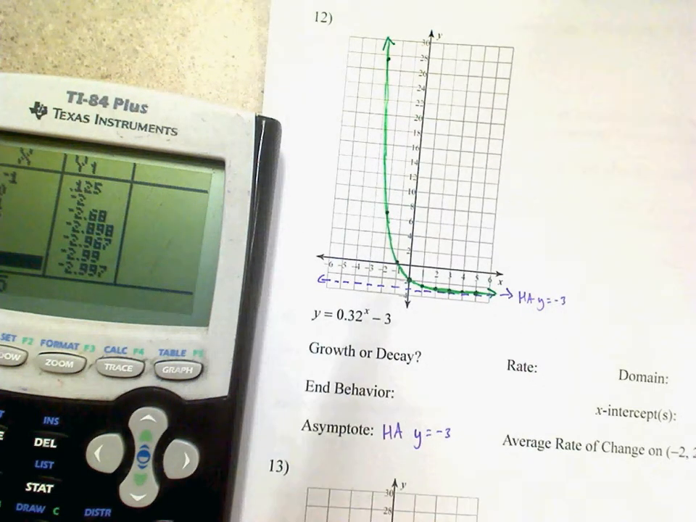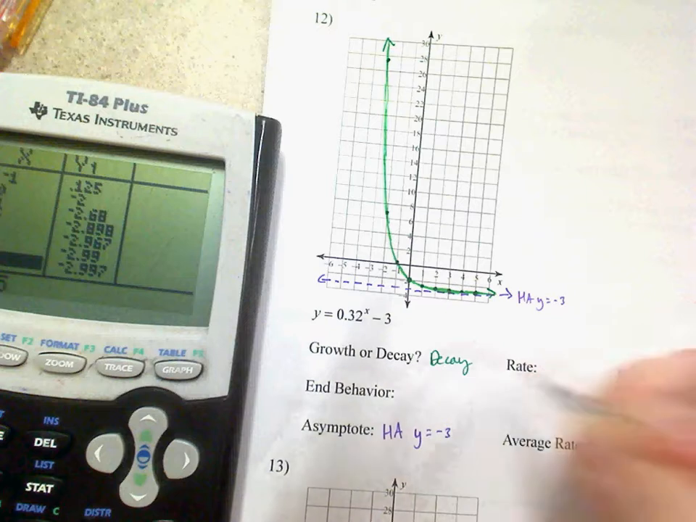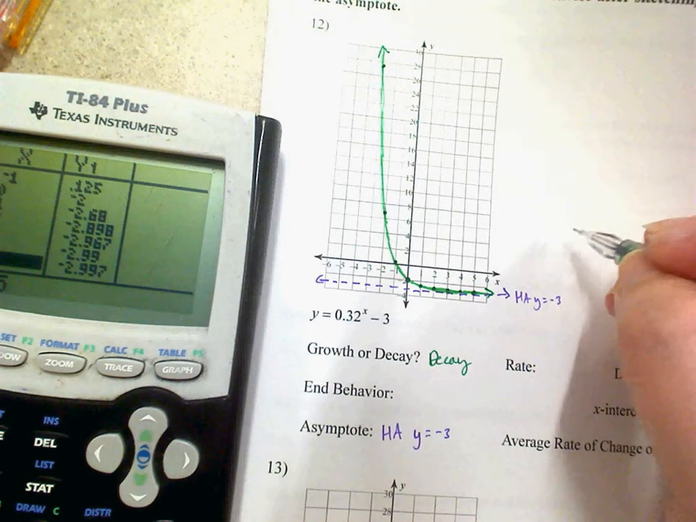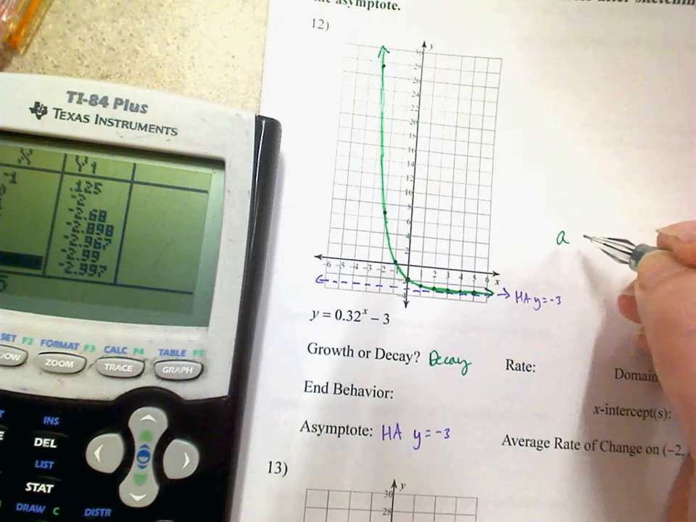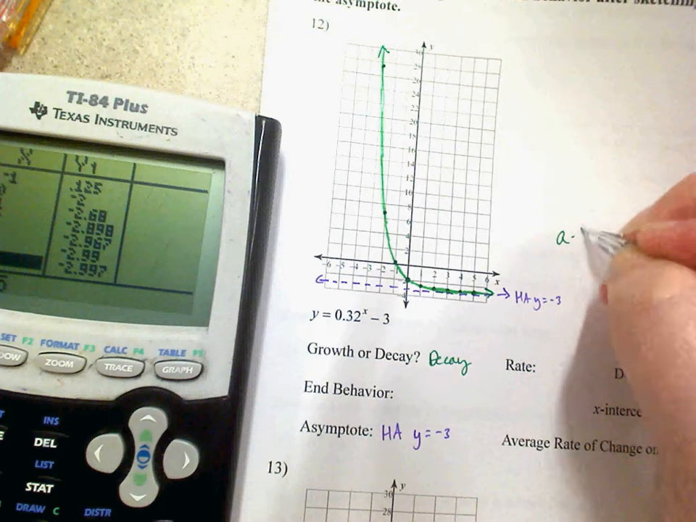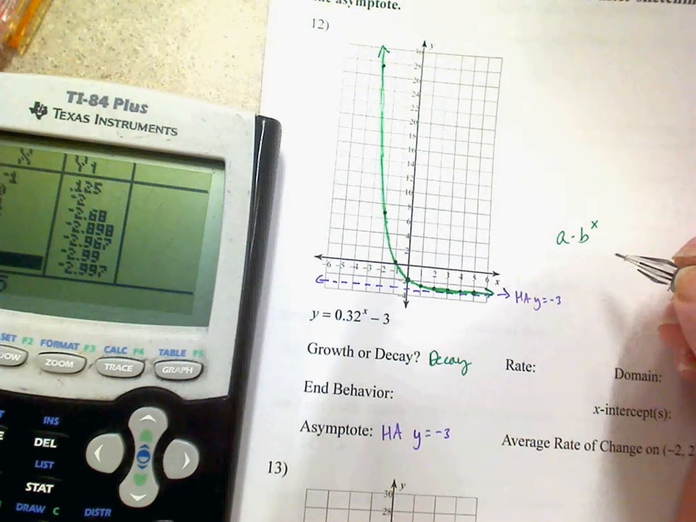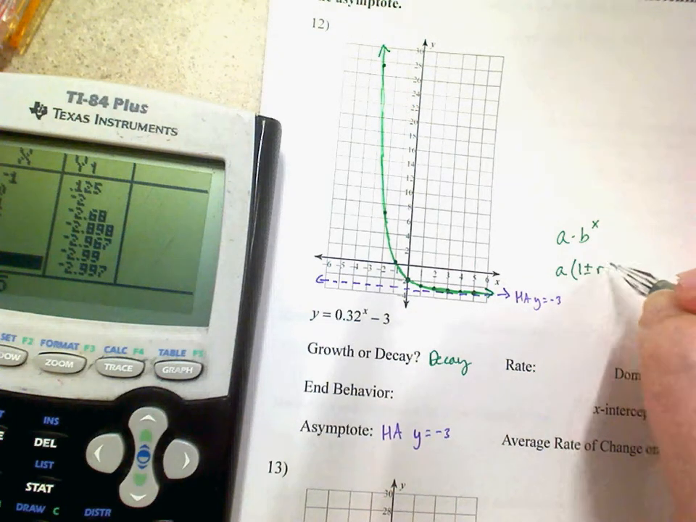Is it growth or is it decay? Well, going from left to right, it is going down, so this is decay. The rate, okay, so when we did exponential equations, it was a times b to the x, right? Where b is the base of the exponent. Well, another way to write it is 1 plus or minus the rate.